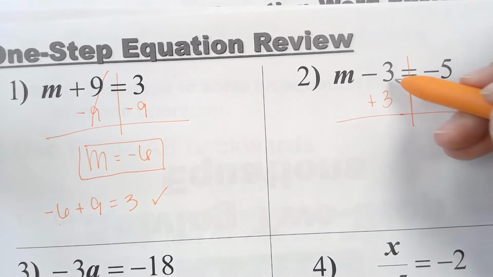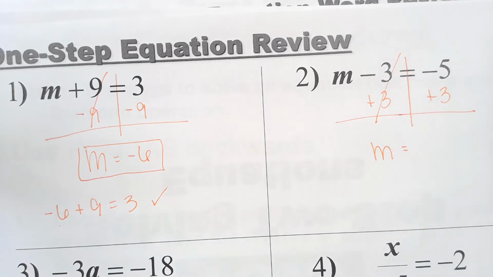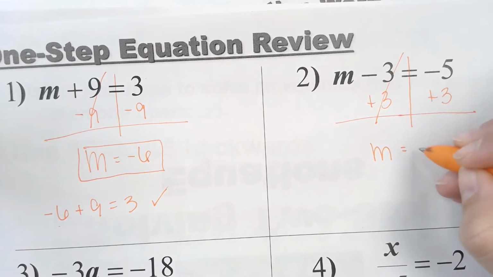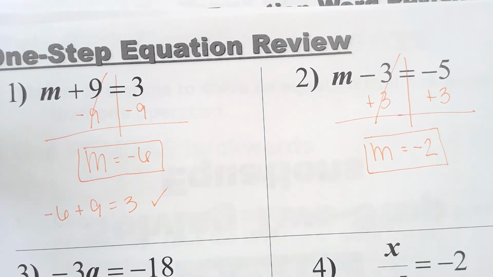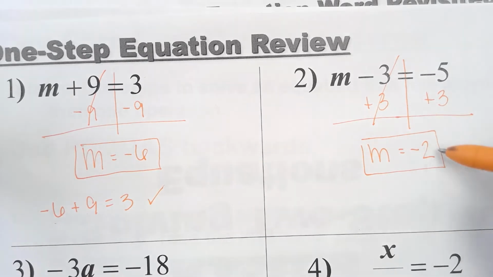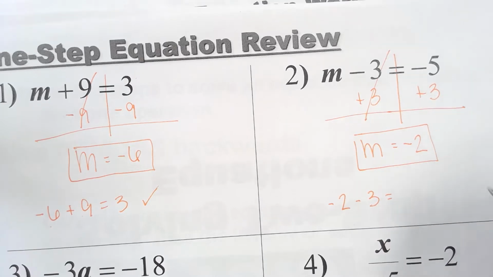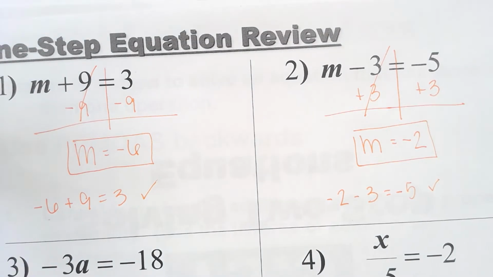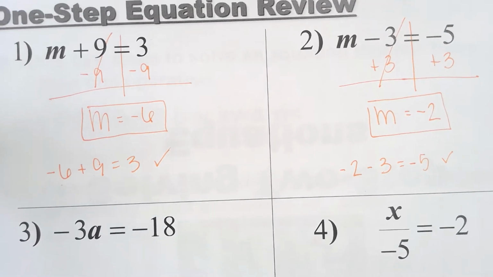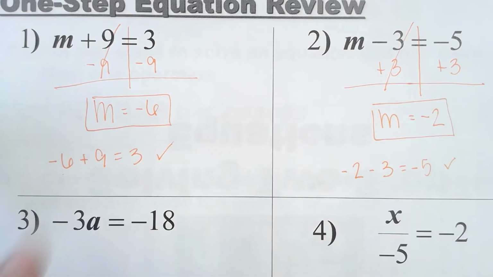So your -3 plus 3 cancel because that equals 0. You're left with m equals, and then -5 plus a +3 is a -2. Once again, check your work. So plug -2 back in for m. So -2 minus 3 does give me -5. All right, so addition and subtraction are inverse operations of one another.